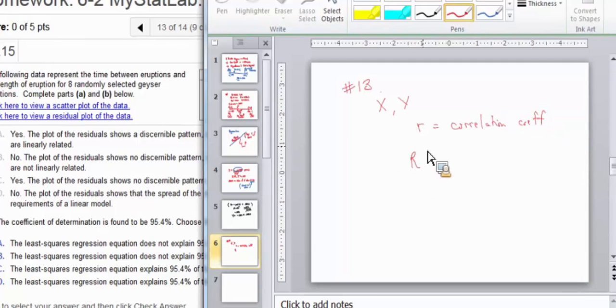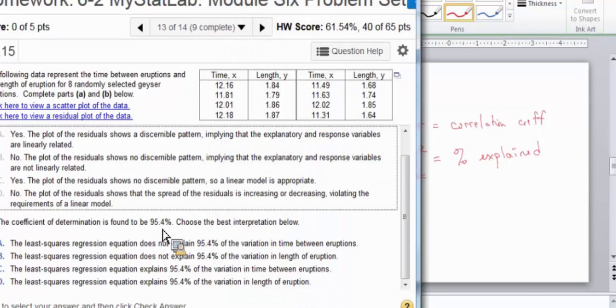Now, for some reason, when we square it, r squared, most people write it with a capital R. I have no idea why. This is the percent that's explained. So we have a lot of explaining to do as to why the points vary up and down. The coefficient of determination, which is the square of the correlation, tells us how much is explained. So here it's 95.4%. That means it explains 95.4% of the pattern.